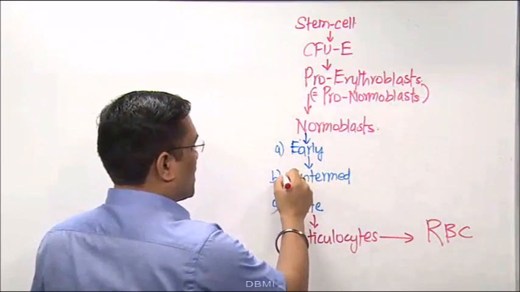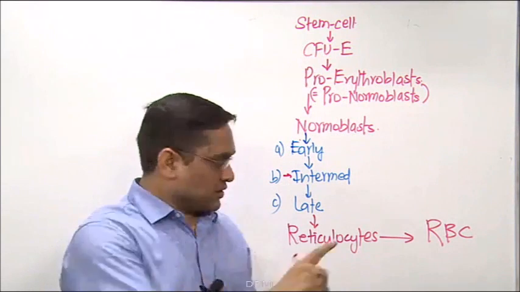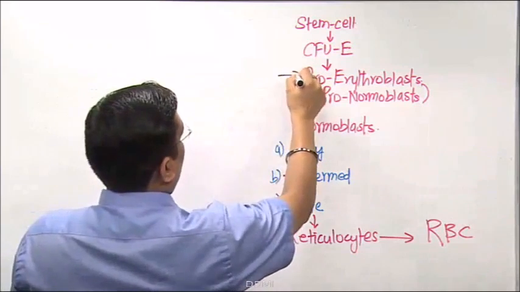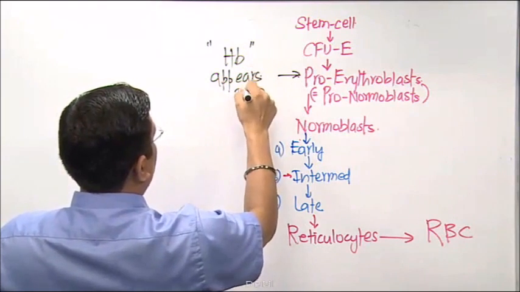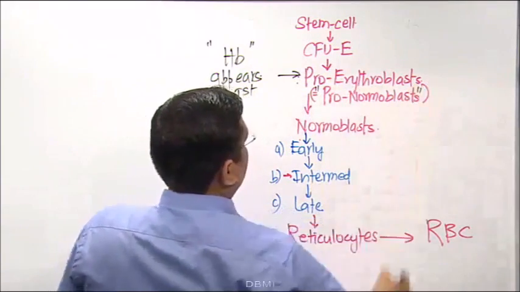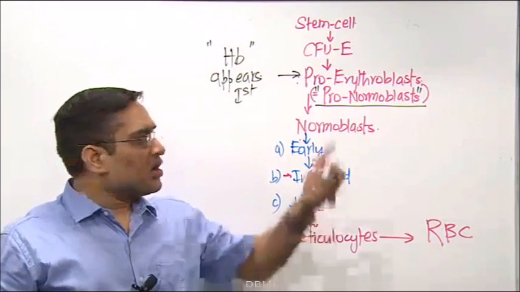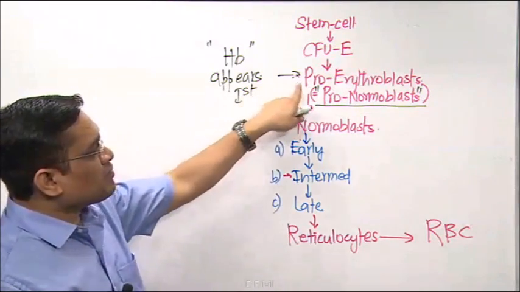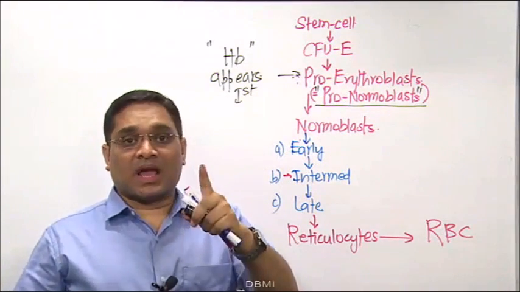I know you might be thinking about intermediate. My answer is not intermediate normoblast for this type of language. So when the examiner asks where hemoglobin appears first, your answer should be pro-erythroblast. And in All India 2013, this was the name they had mentioned: pro-normoblast, instead of pro-erythroblast. So hemoglobin first appears during the pro-erythroblast or pro-normoblast phase. But see what I said, it's a language-based question.